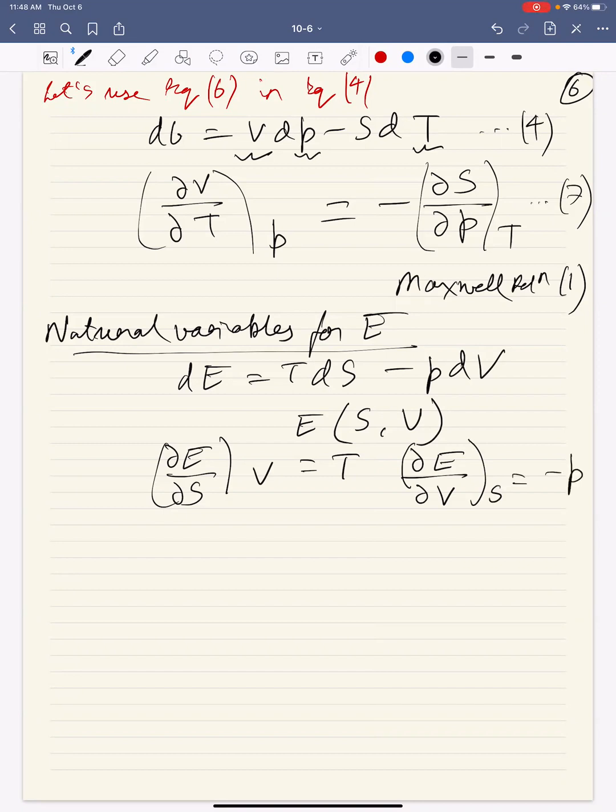Now let's derive the Maxwell relation for this one. Where is that multiplied by volume? Oh, it's constant. It's my elephant handwriting. Sorry.